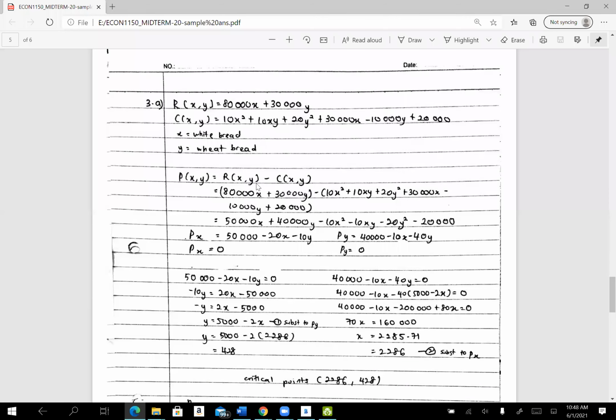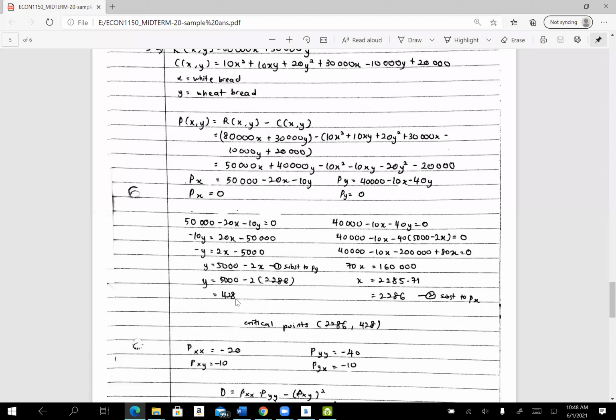Okay, now question number 3. You have the revenue given. You have the cost given. You get the profit. And then you take the derivative with respect to P. This is partial derivative. Derivative with respect to Px, and then Py. You set that to 0 for the critical point, and then you will get the solution. So that solution will be the critical point. Okay, you solve the solution. Betul kan ini solution ni?